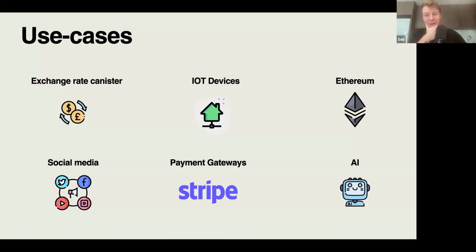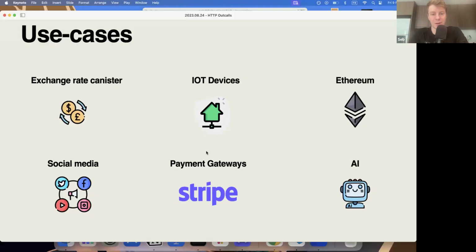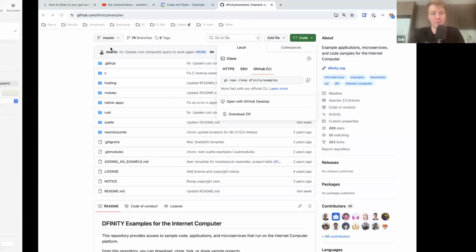AI, finally. So in that regard, being able to interact with AI models and large language models through HTTP outcalls. There are also people trying to run models within canisters. There is a decentralized AI working group that is pretty active, but I'm not 100% up to date on their findings at the moment. So now I want to show you the exchange rate canister.